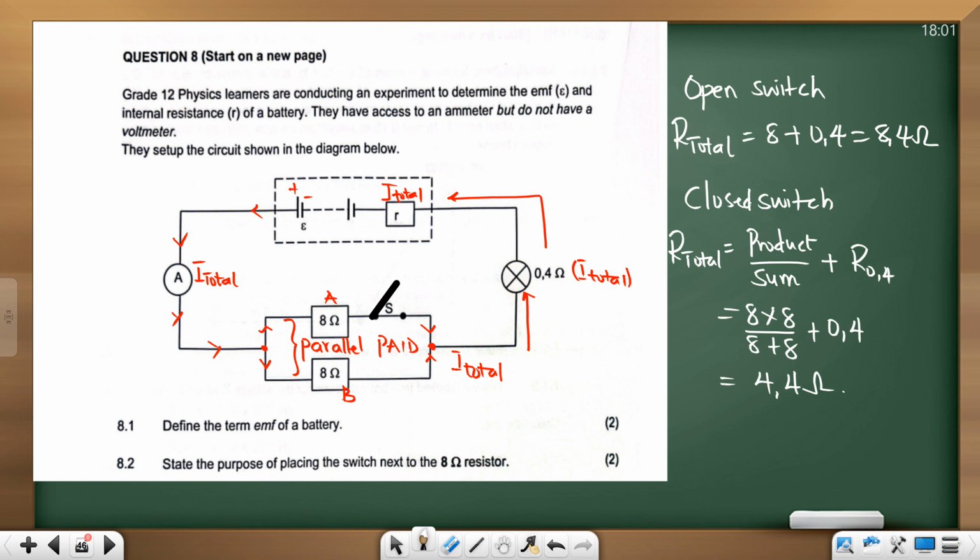So just by closing and opening the switch, do you notice we are changing the resistance? So the switch is placed there to allow us change what? The value of the resistance. Very clever. It's placed there to allow us change the value of the resistance. Are we okay, everybody? All right, let's go and do the main calculations now.